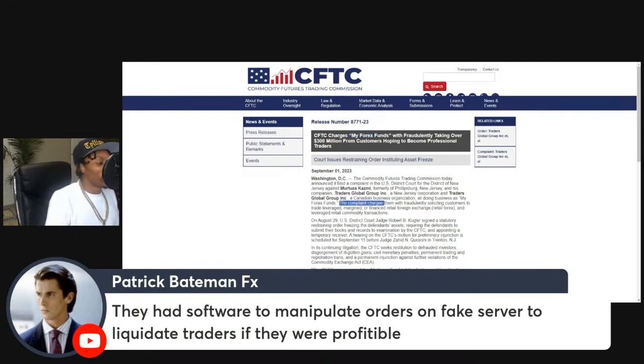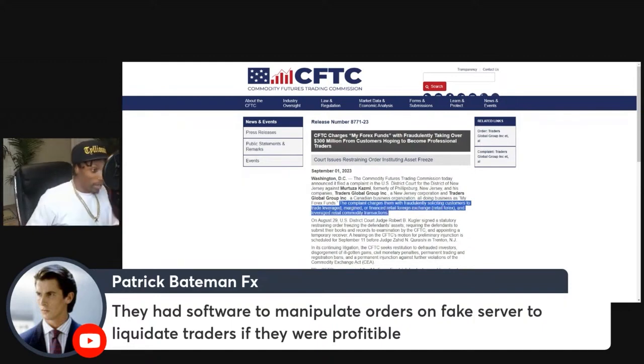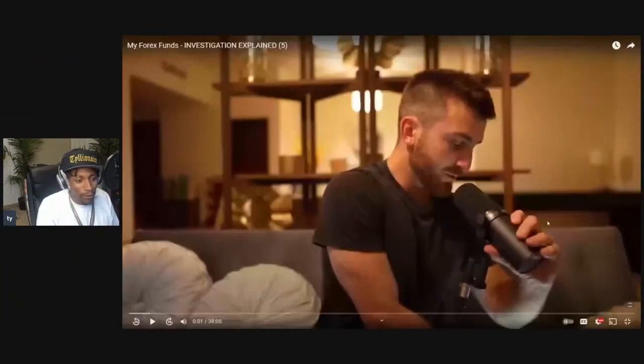Yeah, here it is right here. The complaint charges them with fraudulently soliciting customers to trade leveraged, margined, or financed retail foreign exchange, or retail forex, and leveraged retail commodity transactions. So there it is, inside of the CFTC website. A full investigation of this is crazy.